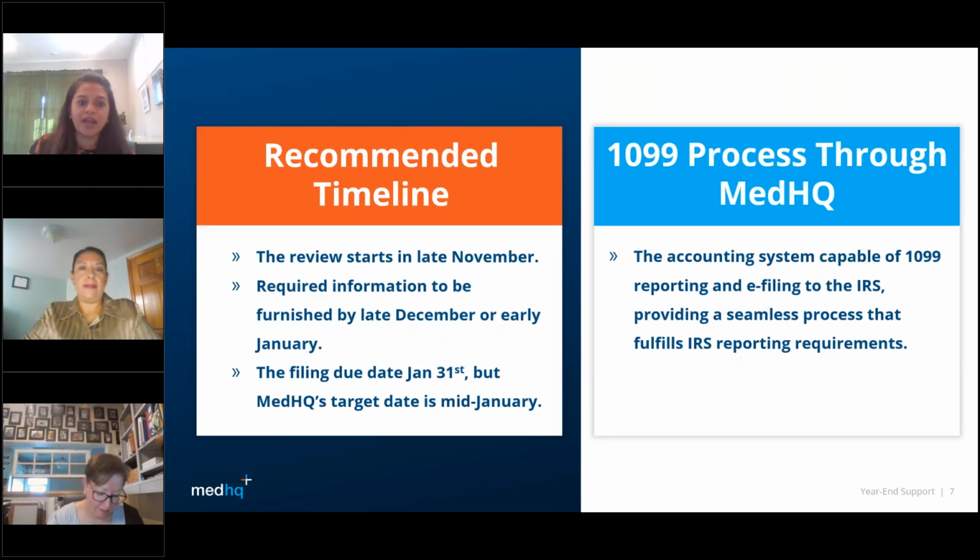All right, so the recommended timeline. As Shelley mentioned, it would actually start with getting the W-9 and setting up the vendor right. If for some reason you're not able to do that, we review the books sometime in late November, and we go through all the details for all the vendors. We make sure you have all your W-9s and tax IDs. We reach out to you if you don't have them, and if we do not see that information in the system.